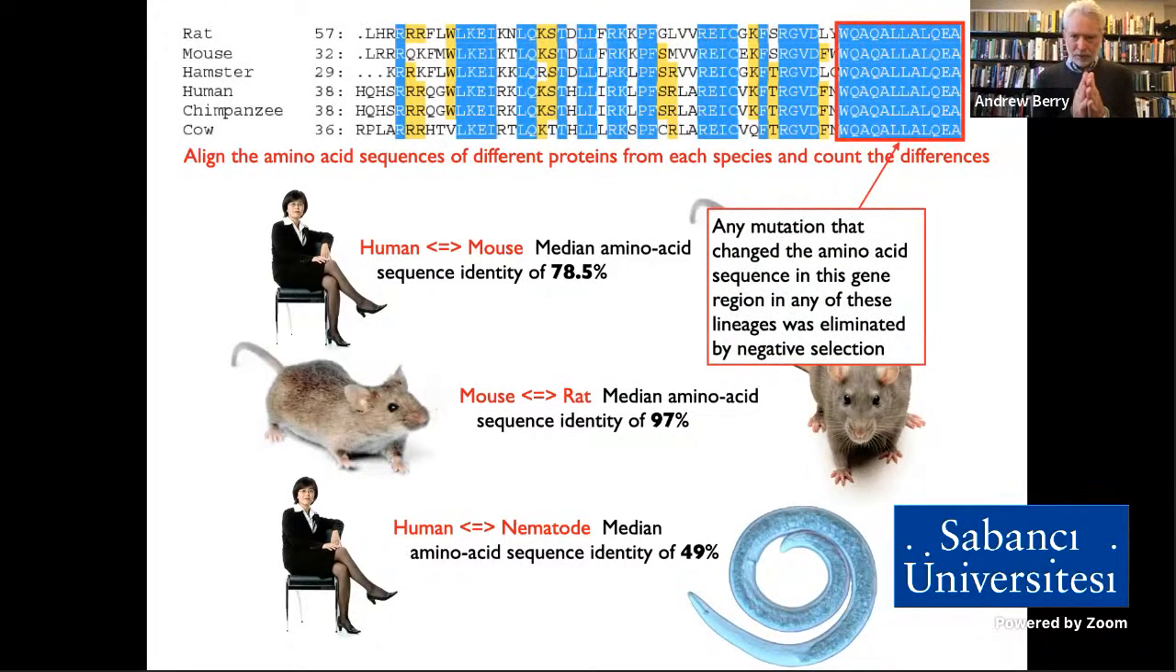What has happened over the history of evolution since the origin of mammals is any mutation which has landed in any of those lineages which changes the amino acid sequence of that region has been eliminated by negative selection. Negative selection is an incredibly important and incredibly powerful force in the history of life.